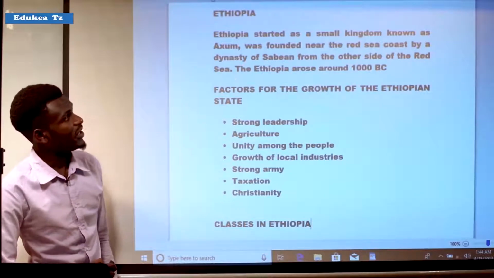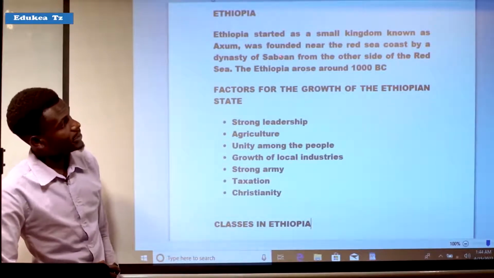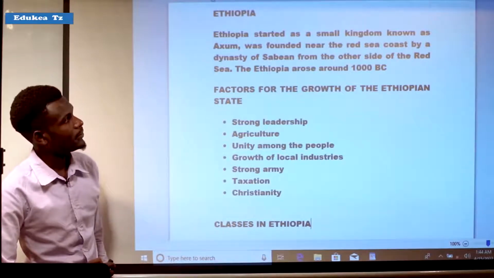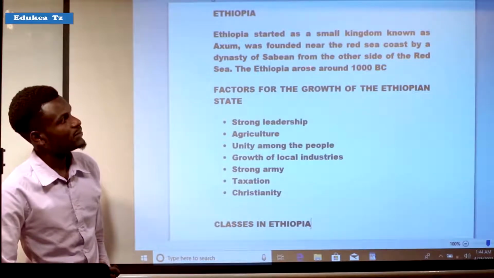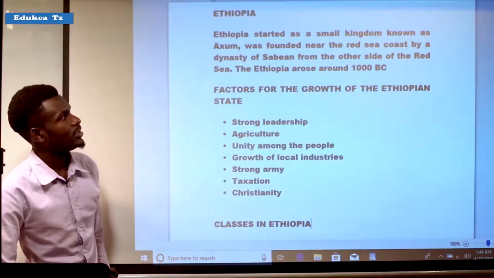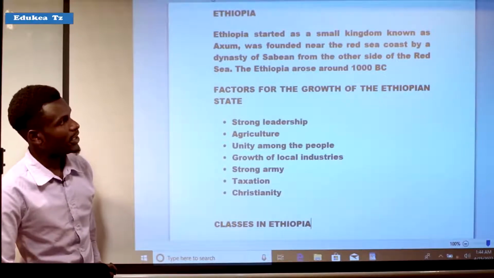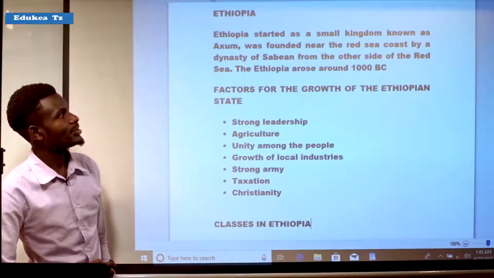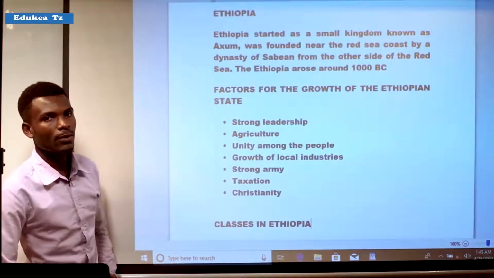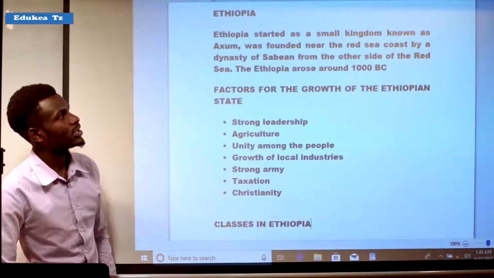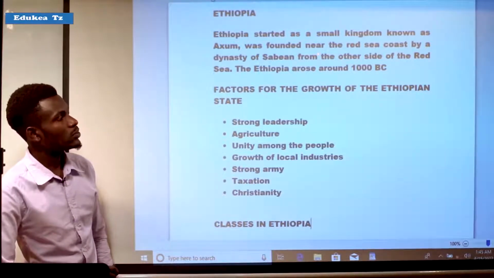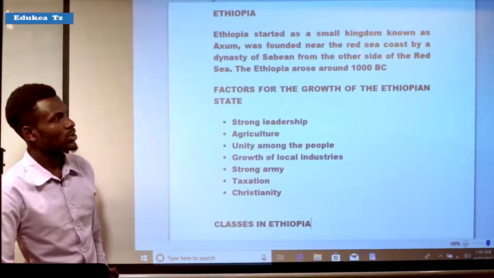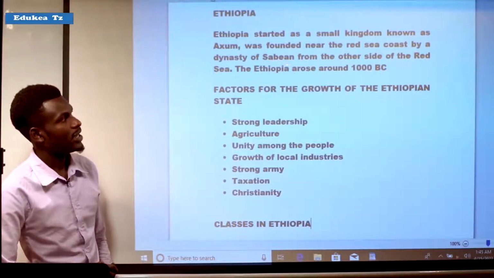Another was Ethiopia. Ethiopia started as a small kingdom known as Axum and was founded near the Red Sea coast by a dynasty of Sabaeans from the other side of the Red Sea. As you know, Axum was the area where iron smelting was taking place.